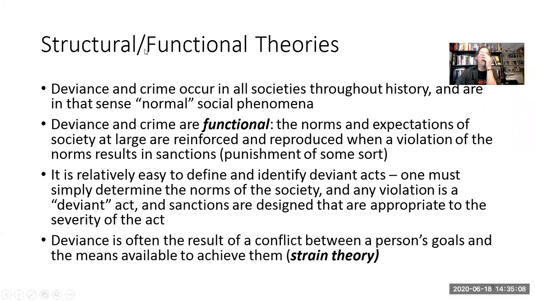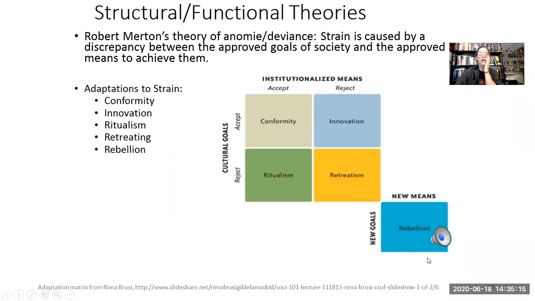Okay, so there's some more information about structural functional theories of deviance. Let's move on to Merton's theory of anomie or deviance, a strain caused by a discrepancy between the approved goals of society and the approved means to achieve them. I had to memorize this multiple times as an undergraduate. You don't have to.